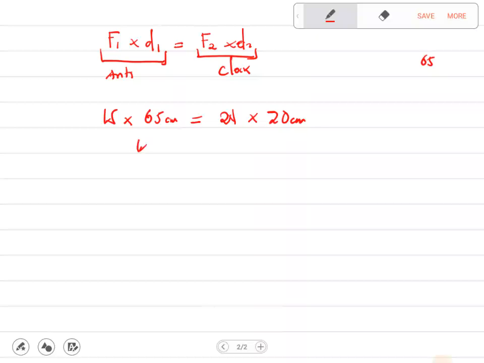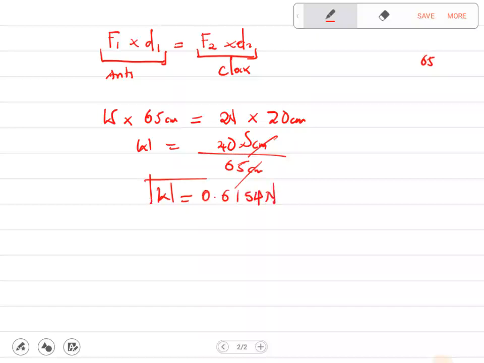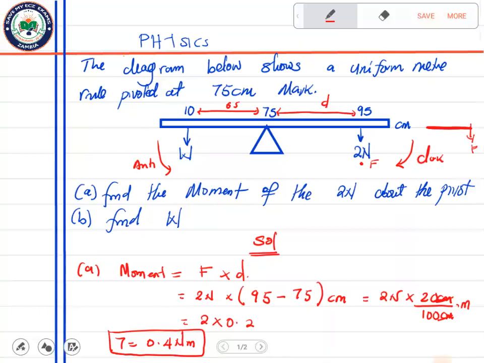So from here you can clearly see that W will just equal the product of 2 and 20, which is 40 Newton centimeter, over 65 centimeter, in which centimeter will cancel. And our final answer will be just 40 divided by 65, which I'm getting W to be equal to 0.61 newtons. I'll just round it off, let's say 0.6 newtons, like that. And it is as simple as that.